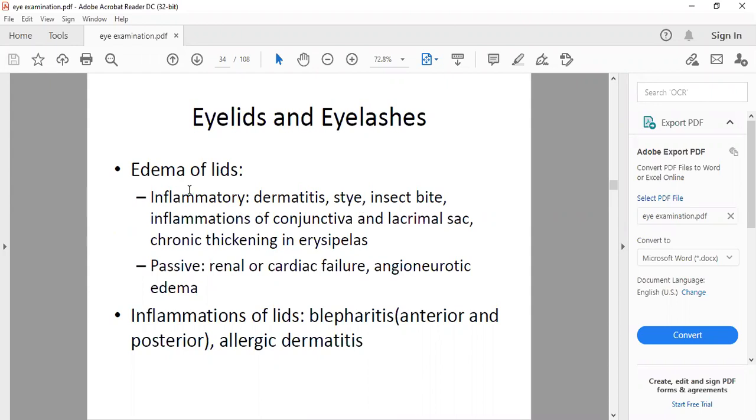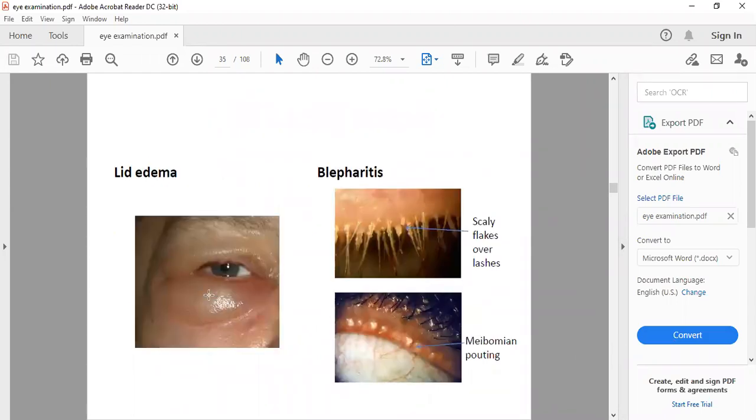The eyelid may be edematous, maybe because of allergy or sty or insect bite or any inflammation of the eye. And in case of systemic diseases like renal failure or cardiac failure, also the eyelids may be edematous. And there may be inflammations of the eyelids. So this is a slide. Can you see this slide? Are you able to see the screen? Yes, sir. So you can see that both eyelids are swollen. So this is a picture example of lid edema.